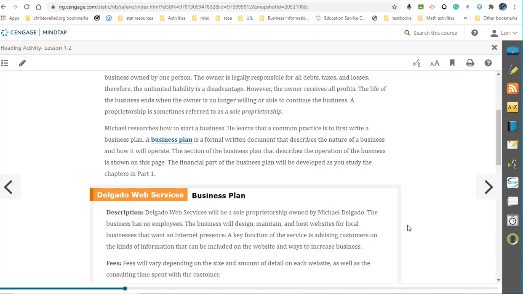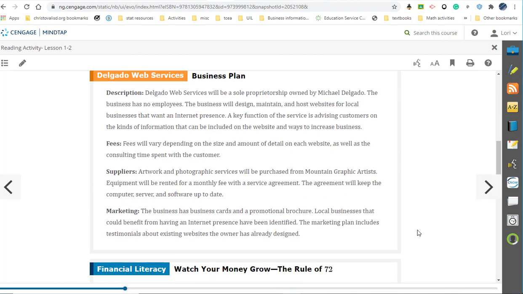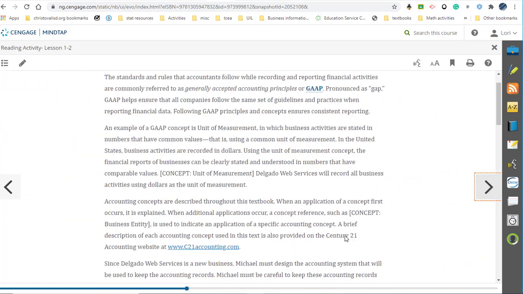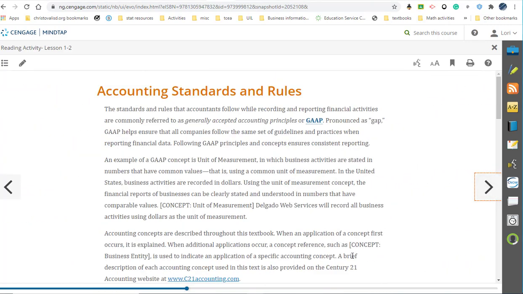A business plan is how he sets up his business, and it's going to go over some of his different details here. GAAP is the generally accepted accounting principles, and this is usually said as GAAP. One of the concept measures is a unit of measure, and so if you look over on your GAAP, you're going to find unit of measure. And I believe I put that on our third tab, and go ahead and write in the definition.